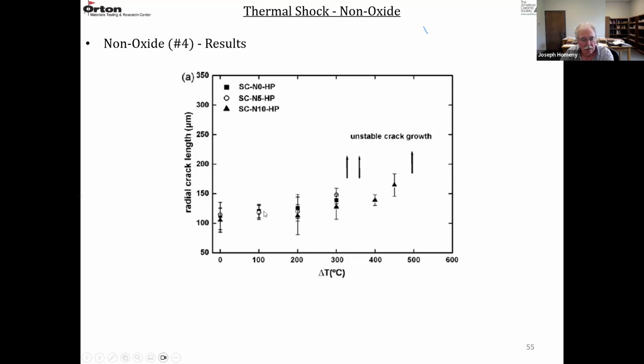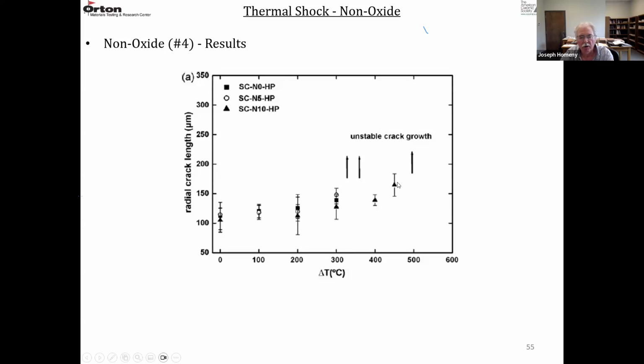They thermally shocked each sample, and these were an average, I think, of 5. You see the error bars. They thermally shock it, and they measure the crack length on the surface again, and they thermally shock it at a higher temperature, measure the crack length, and then it starts to change. The crack length starts to grow a little bit at about a delta T of 300 degrees C.